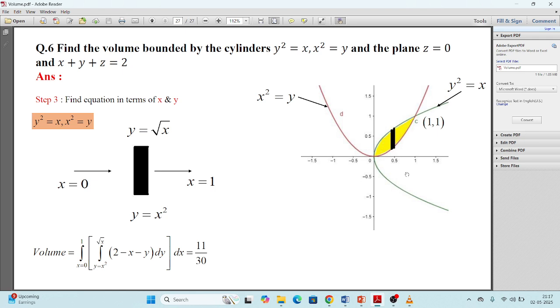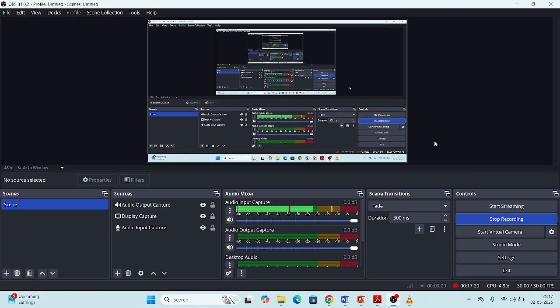And for the limits of x and y, try to get one equation which is free from z. Either such an equation is present, or if it is not present, try to remove z from the equations to get such an equation. Okay, so I think volume questions will be really very easy. Just try to concentrate on the concept.